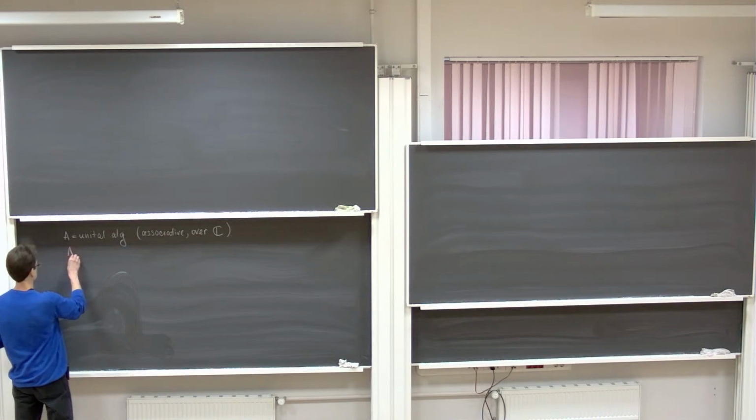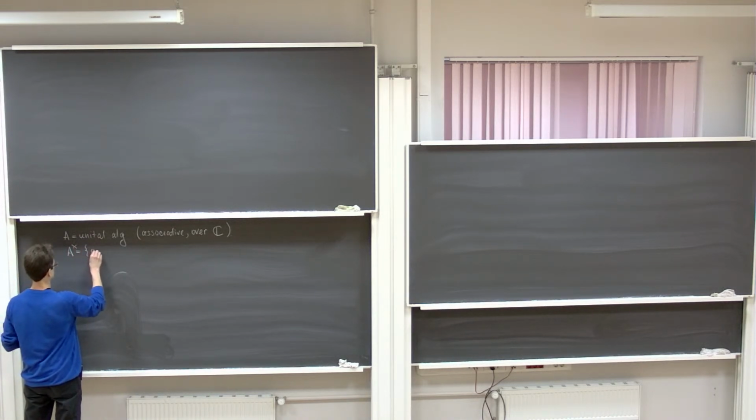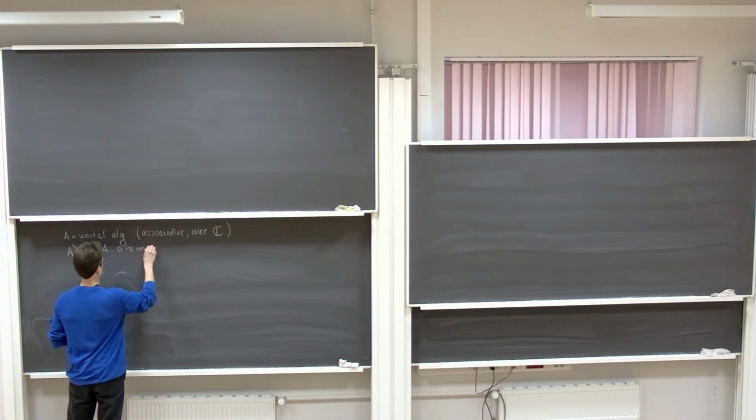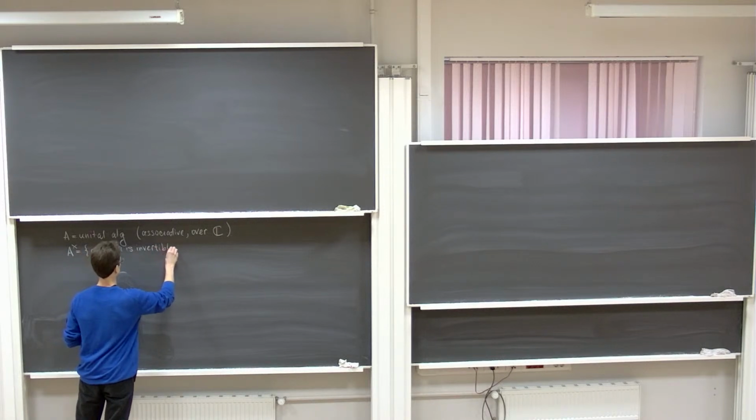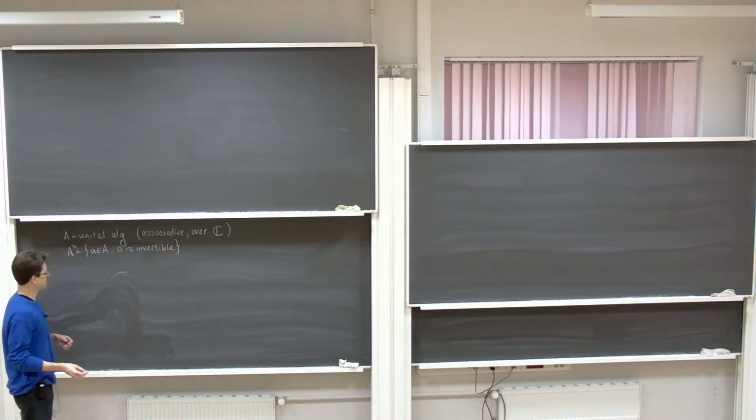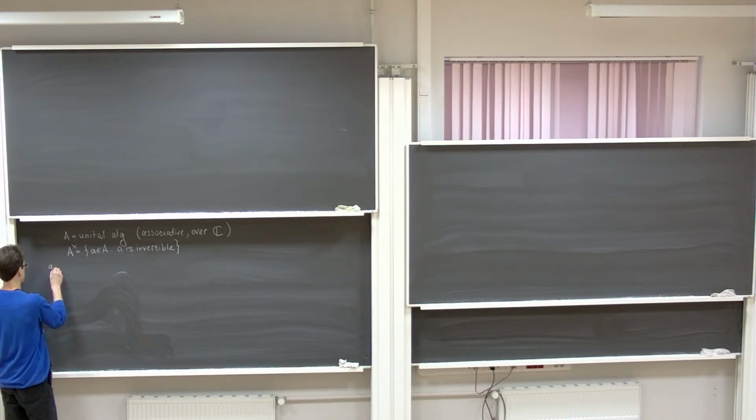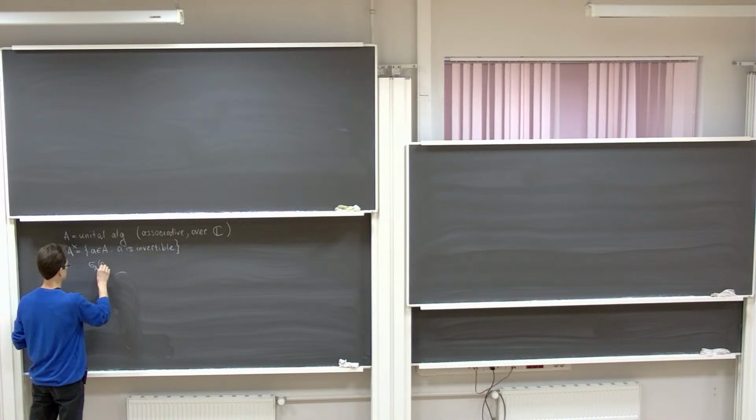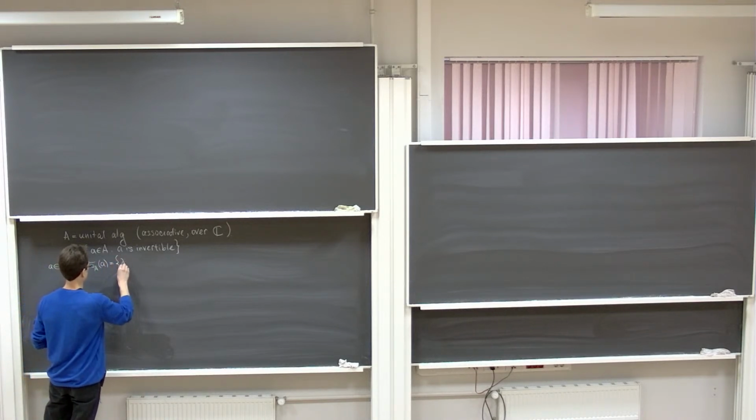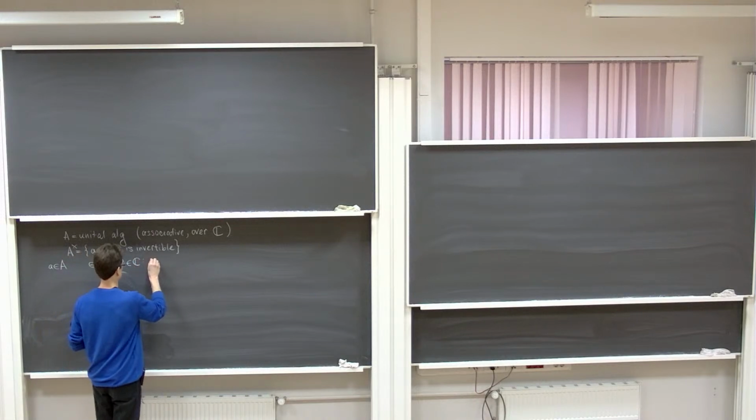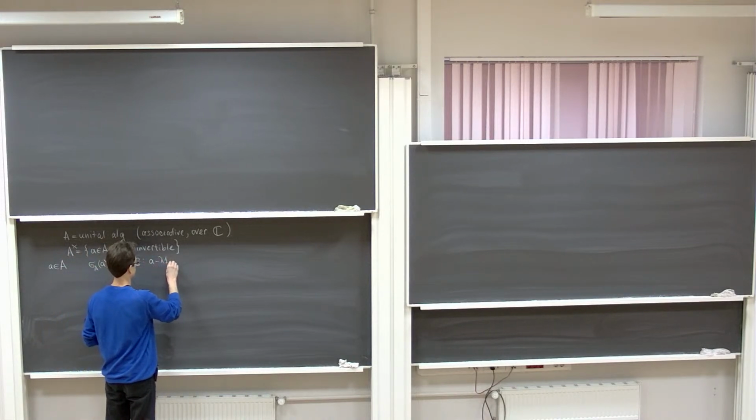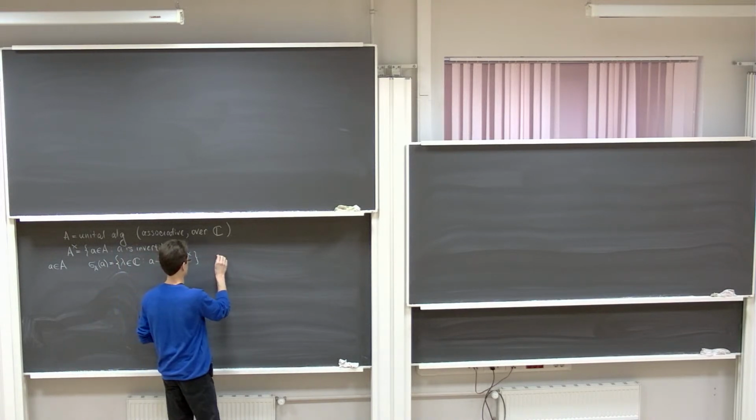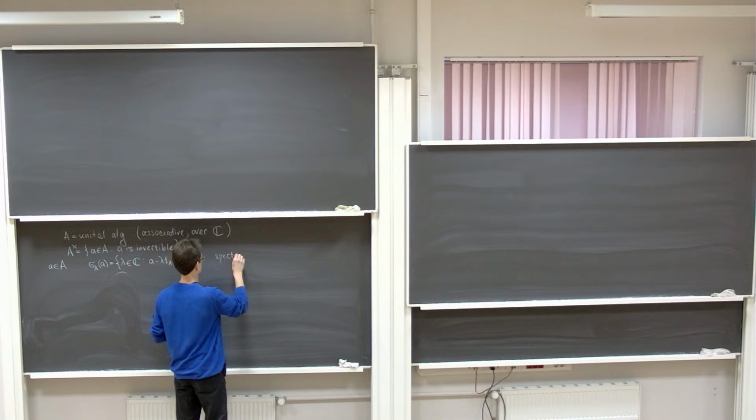We denote by A cross the set of all invertible elements in our algebra. This is the multiplicative group of A. And if we have an element little a in our algebra, we define the spectrum of this element to be the set of all complex numbers lambda, such that a minus lambda is not invertible. This is the spectrum of a.